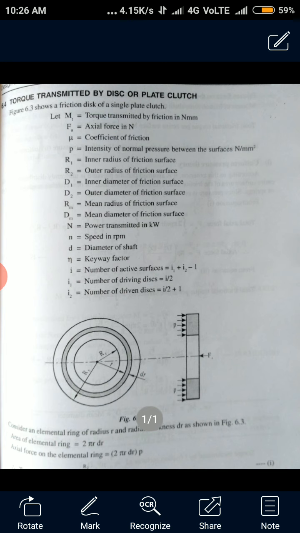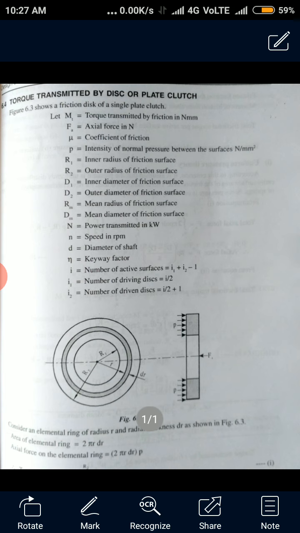As I said, the plate clutch is a circular disc having an inner diameter as well as an outer diameter. So it is a hollow circular disc. You can see here the terms we use in the design of the disc or plate clutch. Mt is the torque transmitted by the friction. When the driving and driven shafts come together, there will be friction, and because of that friction the torque will be transmitted. That is called Mt. Fa is the axial force, the spring force.